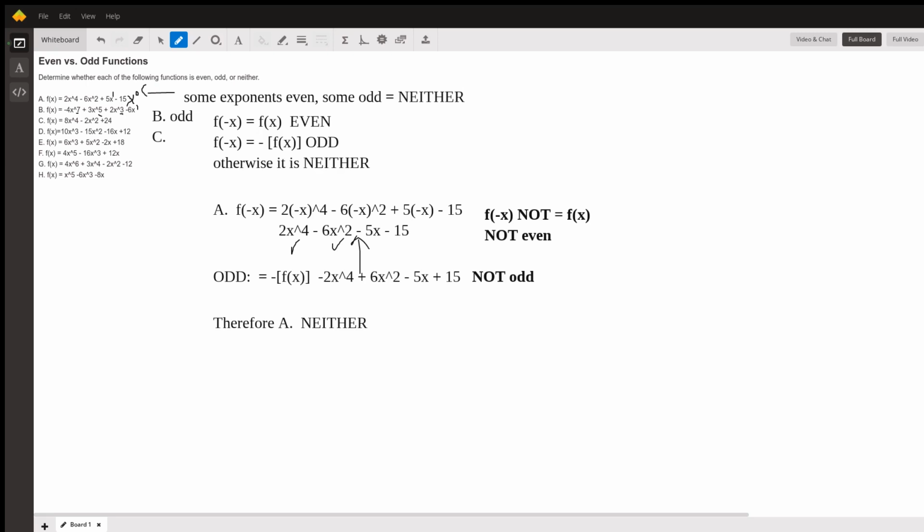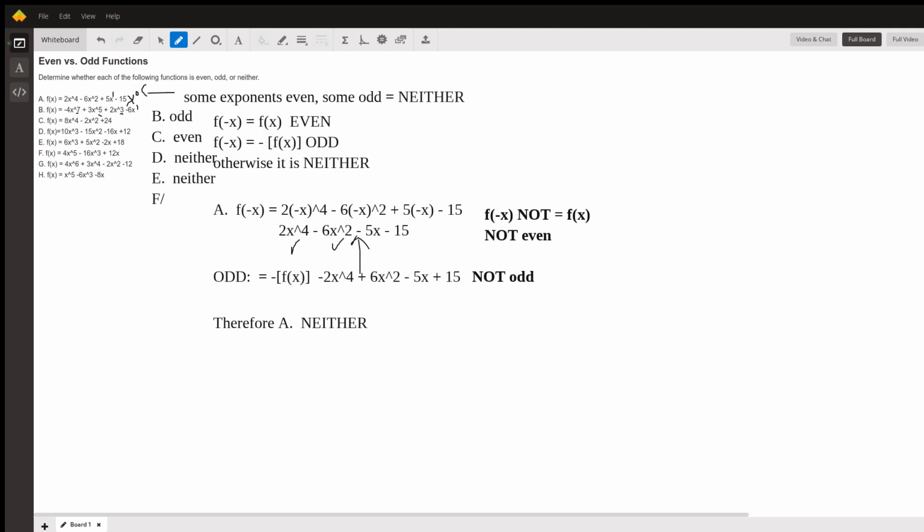So let's look at C. It has only even exponents. Remember, a constant is an even exponent because it's x to the 0. This has only even exponents, which means that C is an even function without plugging in negative x. Now, can you tell me what is D? Well, I see a 3 and a 2 already. I can tell you it's neither. What is E? I see a 3 and a 2 for exponents, so this is neither.